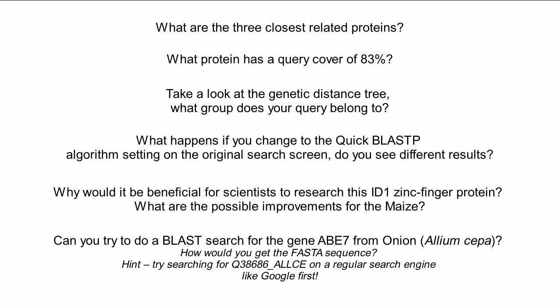Can you try to do a BLAST search for the gene ABE7 from onion, Allium cepa? How would you get the FASTA sequence? Here is a hint. Try searching for the following on a regular search engine like Google first. Post your findings in the comments.